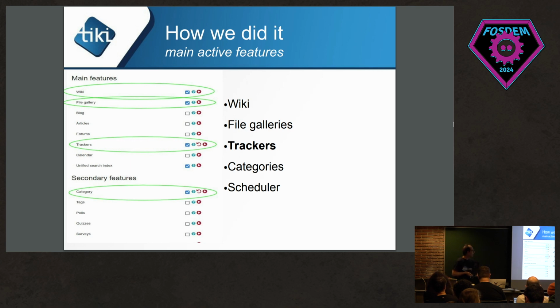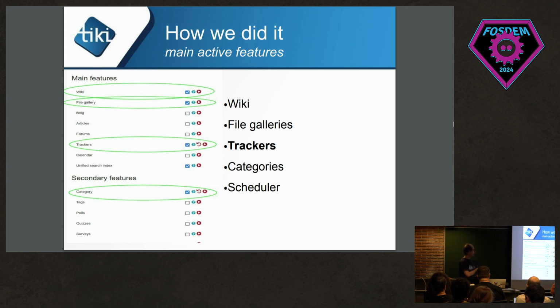How we did it. Tiki, in case you don't know, has plenty of features, and you have to choose the ones you want for each project. So basically, we use the wiki pages in Tiki in order to embed widgets, which we call plugins, in the wiki pages, and that's where the logic is. Well, you can also use them for documentation. We have file galleries. We don't use them a lot, but there are some documents to share.